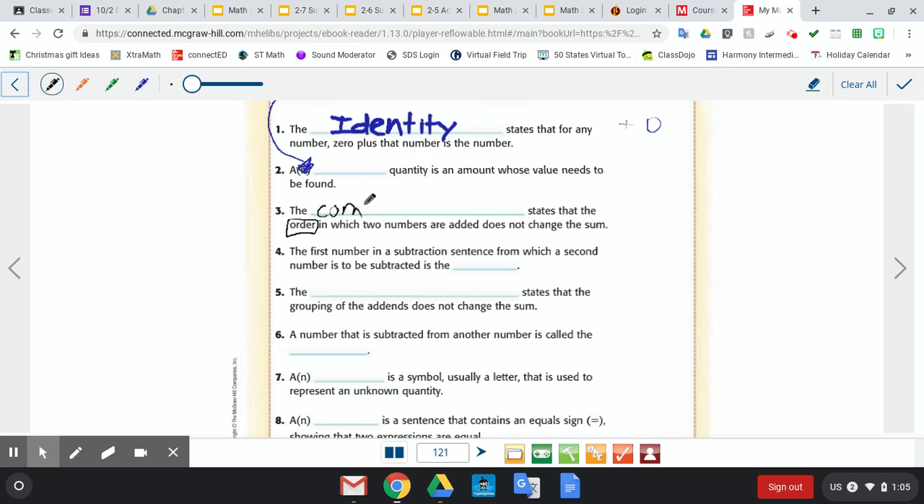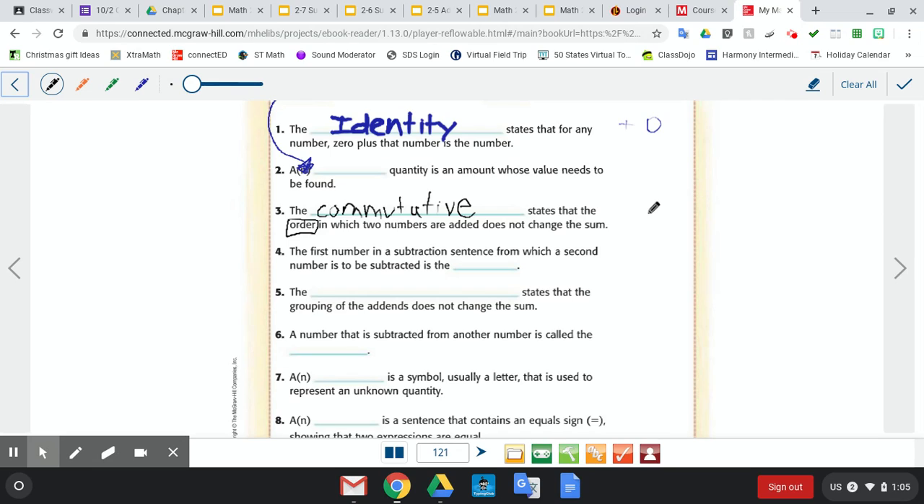Commutative. My goodness. I hope your handwriting looks much better than mine on a computer. That's an A. T I V E.